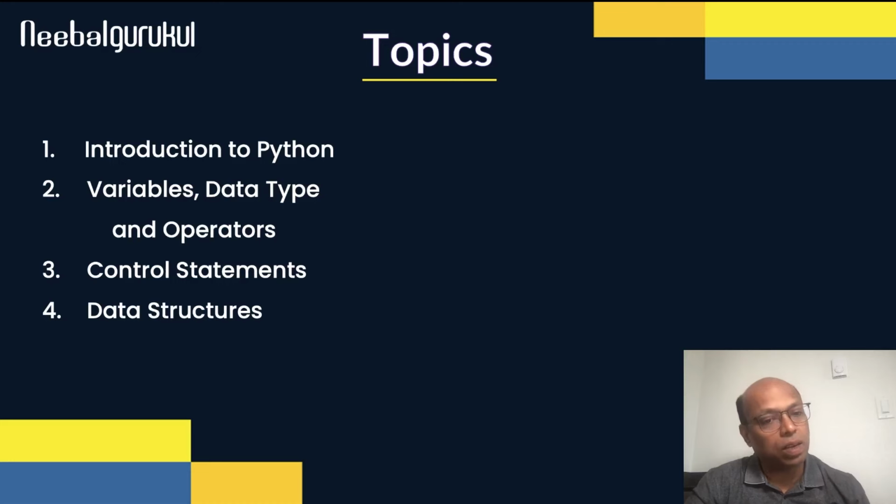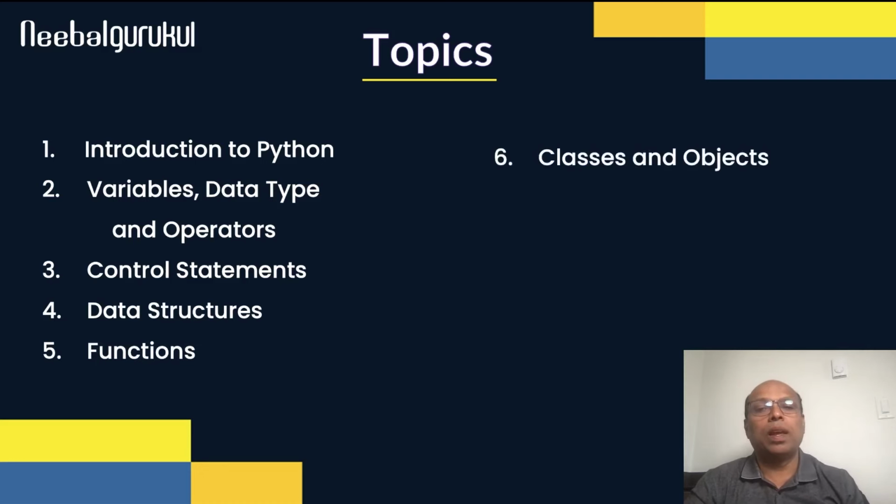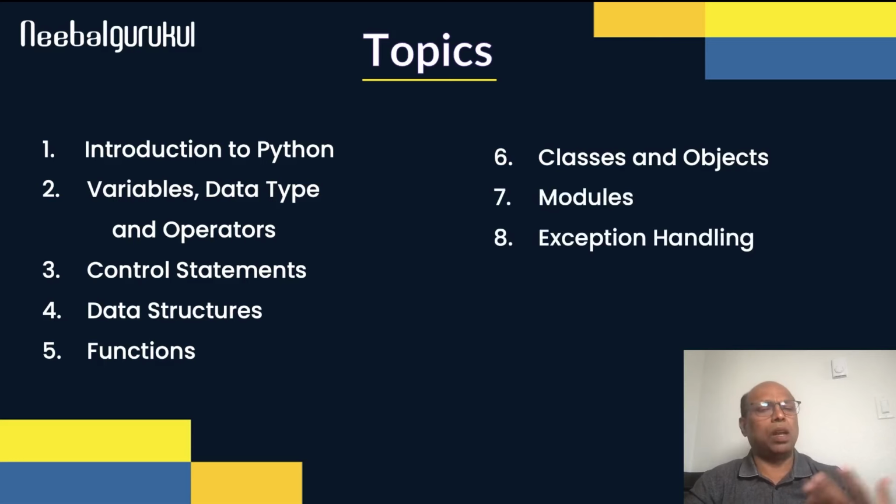What data structures are available and how to use them, and what functions are, how to design a function, how to call a function, and how to use a function. We'll study what a class is, what an object is. It's called object oriented programming. Then we will study modules, what modules are, how to create modules, and exception handling, which is a very important part of our programming.